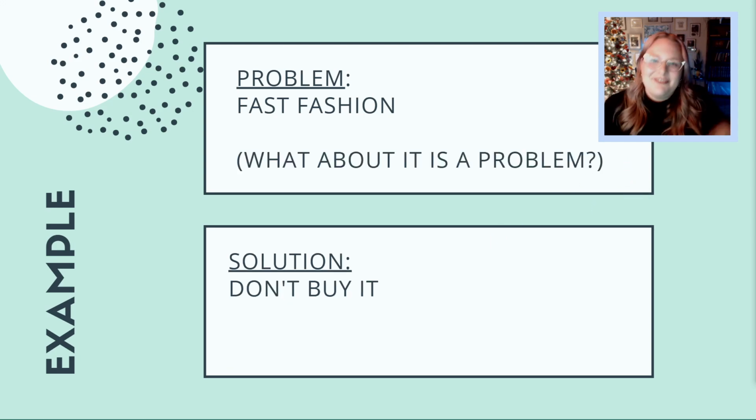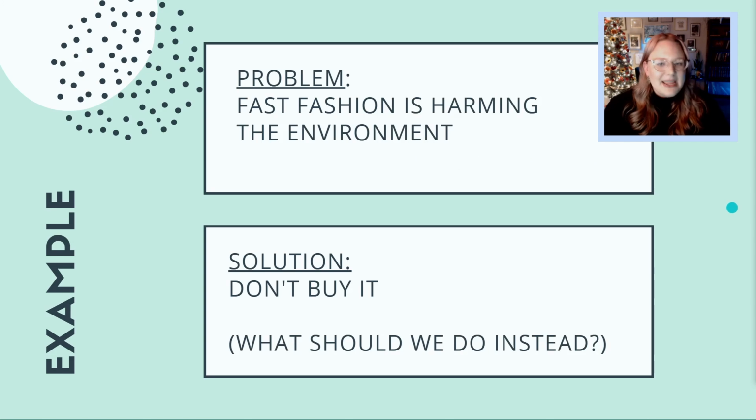So when we say that fast fashion is a problem, my next question should be, okay, why? What about this is a problem? Maybe I decide that the reason I think fast fashion is a problem is because it's harming the environment. So I've refined my problem a little bit. Fast fashion is harming the environment. That way I can show my audience, yes, this is a problem that is impacting you, right? So then we move on to our solution. I've refined this. Awesome. Love it. We're moving on to the solution.